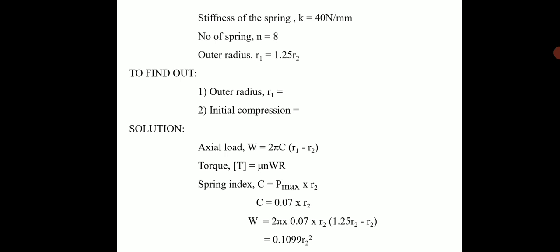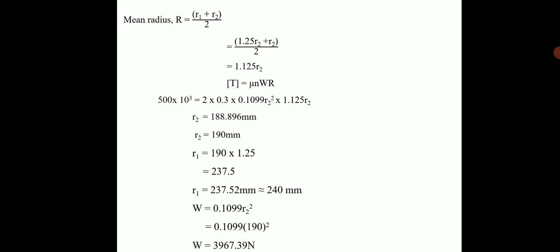By using the formula, axial load W is equal to 2 pi C into r1 minus r2. Substituting the values of r1 and C, we get W is equal to 2 pi into 0.07 r2 into 1.25 r2 minus r2. We get the axial load W is equal to 0.1099 r2 square. We know the formula, mean radius R is equal to r1 plus r2 divided by 2. Substituting the value of r1, we get 1.25 r2 plus r2 divided by 2, which gives R is equal to 1.125 r2.